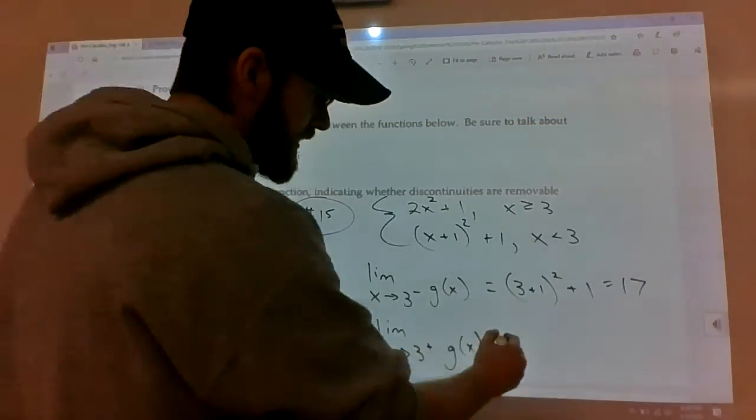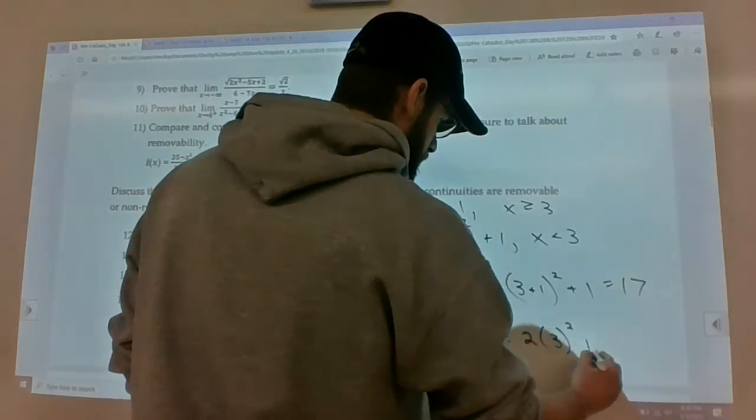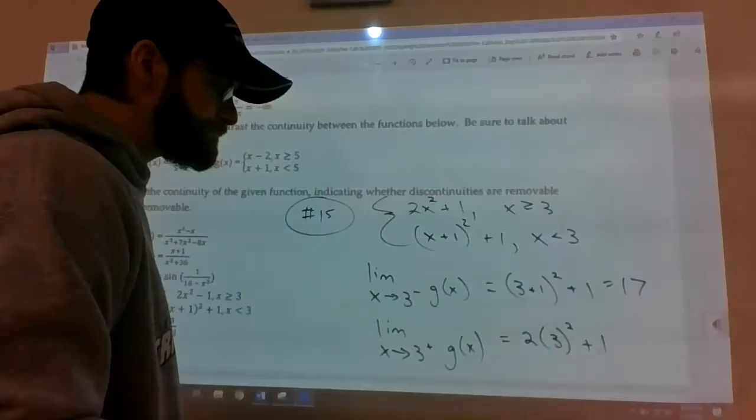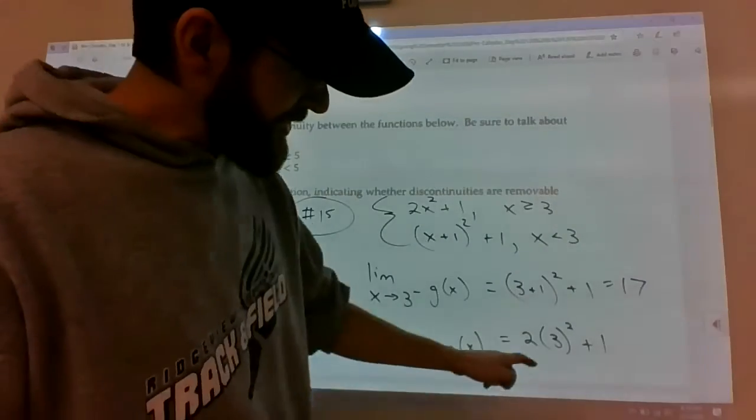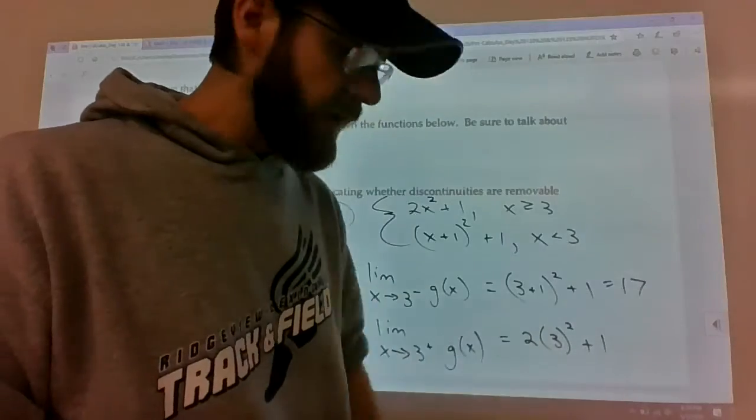From the right of 3, it's 2 times 3 squared plus 1. So order of operations says you got to square the 3 first. That's 9. 9 times 2, 18. 18 plus 1, 19.